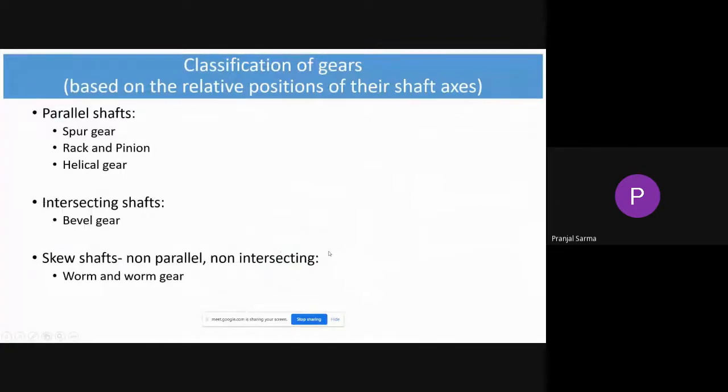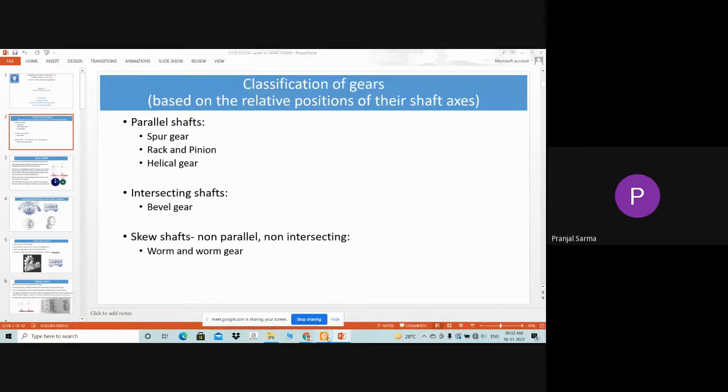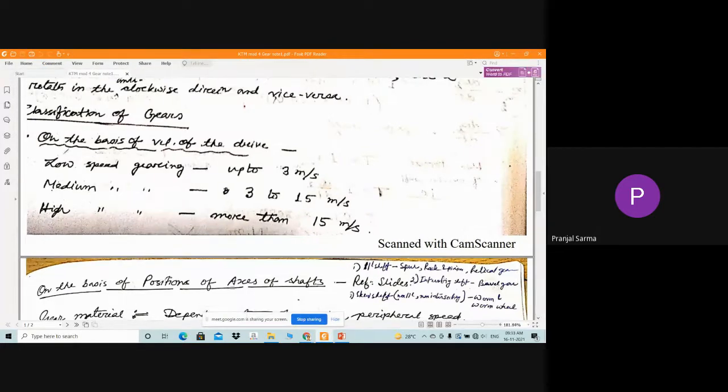So now, gears. There are different classifications of gears based on different criteria. One can be based on the relative positions of the axes, which can be one category. Apart from that, on the basis of the velocity of the drive we can categorize them, and on the basis of the position of the axis of the shaft we can assign them. So first, let us see the classification of gears on the basis of the velocity of the drive.